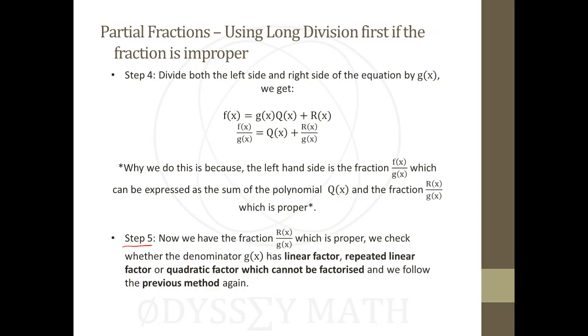Let's proceed to step number 5. Now that the fraction r of x over g of x is proper, we check whether the denominator g of x has linear factor, repeated linear factor, or quadratic factor which cannot be factorized, and we follow the previous method again. The previous method meaning the things that I have taught you in the previous few video lectures.